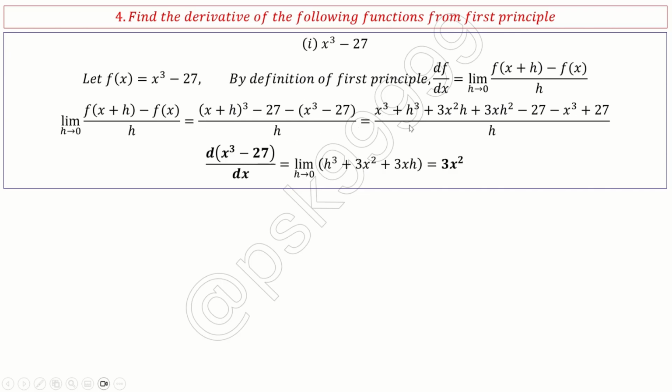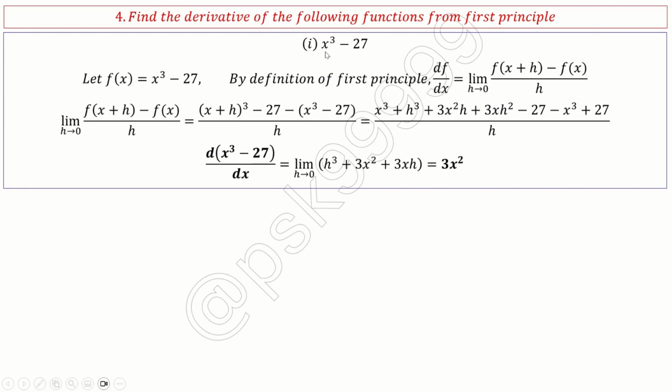Now we expand it and remove the terms which can be cancelled, like x cube can be cancelled here. Then you are left with h cube plus 3x square h plus 3x h square, divided by h. If you divide this by h, this should be h square, because the division is already done. So this is h square plus 3x square plus 3xh. At h equal to 0, this term and this term will be 0. So we are left with 3x square.